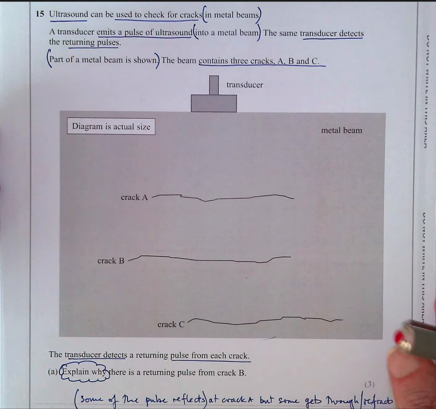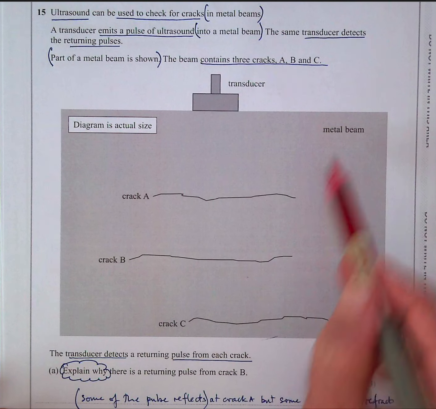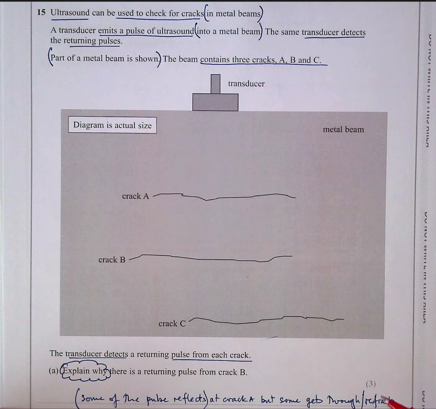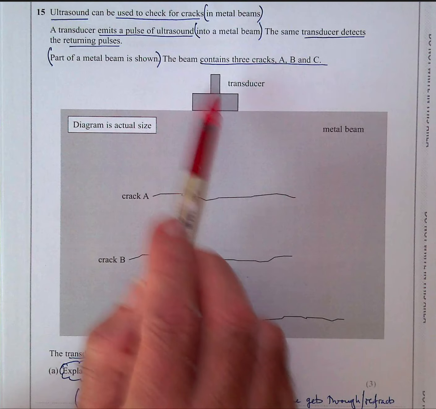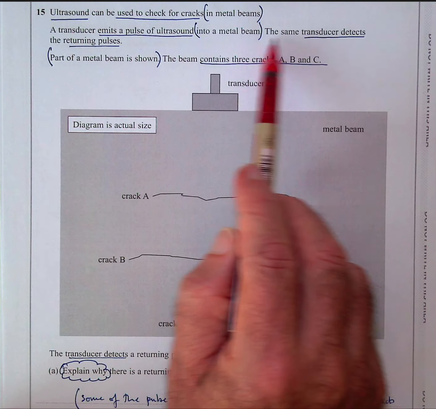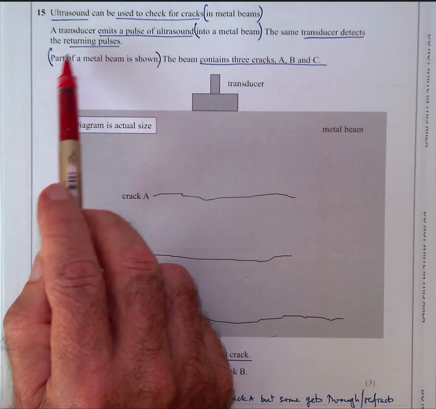Question 15. Ultrasound can be used for checking cracks. Here's some cracks in the metal beam. The diagram is drawn to actual size. In other words, they want you to measure it for later on. The transducer emits a pulse. The same transducer detects the pulse.